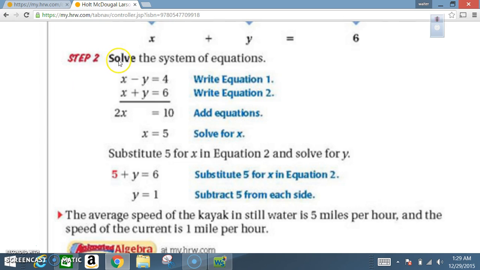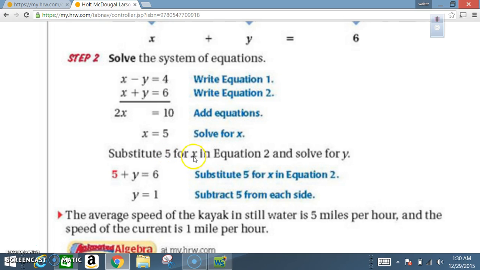Step 2. Solve the system of equations. The first equation, x minus y is equal to 4. The second equation, x plus y is equal to 6. We see that our y's can be eliminated just by adding going down. x plus x is 2x. A negative y when combined with a positive y goes to 0. 4 plus 6 is 10. So 2x is equal to 10. Divide both sides by 2, and x is equal to 5.